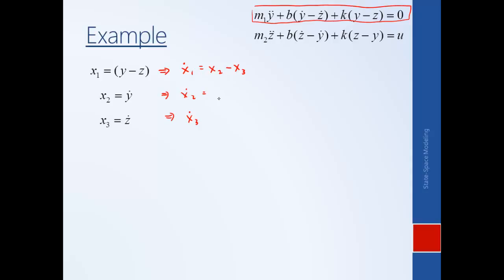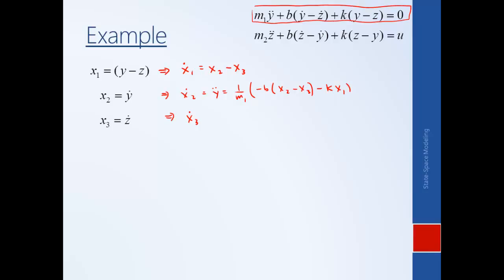So x2 dot is y double dot. If I solve this equation for y double dot, I can divide through by m1. I can subtract this term over to the other side, where y dot is x2 and z dot is x3. Then I can subtract this term to the other side, where y minus z is our state variable x1.